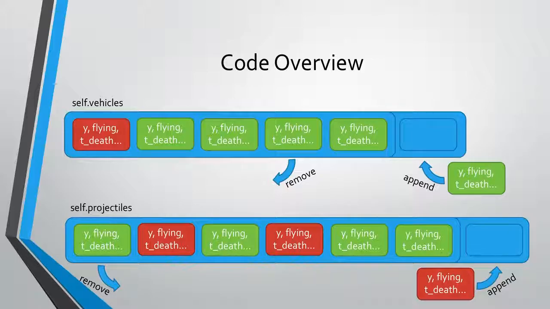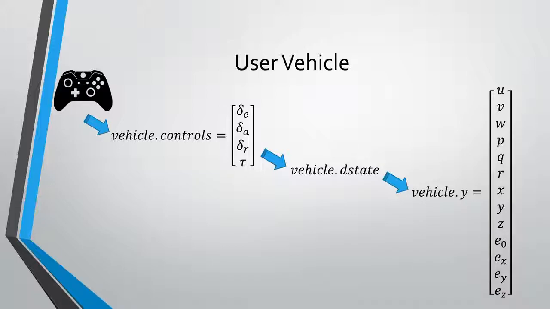As you might be able to see on the previous page, each of the objects carries its own attributes. So, for example, this first entry in the self.vehicles array is the user vehicle. It carries with it its state vector y, a Boolean saying whether it's flying or not, and also the time of death, which is used in the explosion animation. So that's where these are carried. This delta E, delta A, delta R, and tau are all carried as attributes of the user vehicle object.